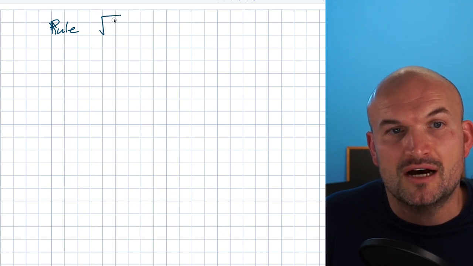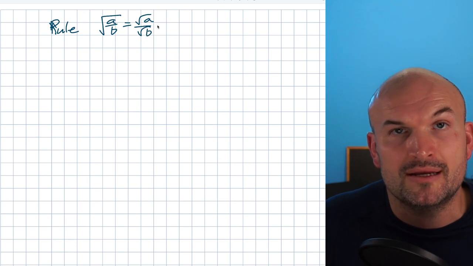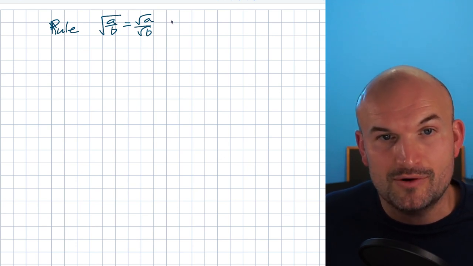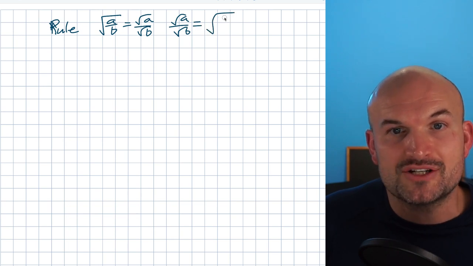If I have the square root of a divided by b, that can be rewritten as the square root of a over the square root of b. But also, the same thing: if I have the square root of a over the square root of b, then I can just rewrite that as one whole fraction, the square root of a over b.